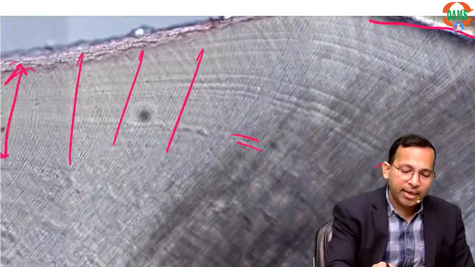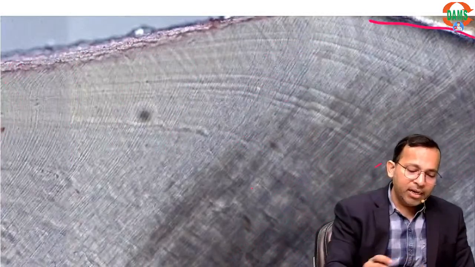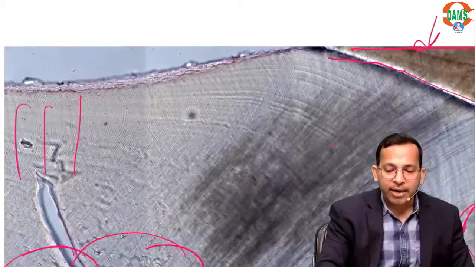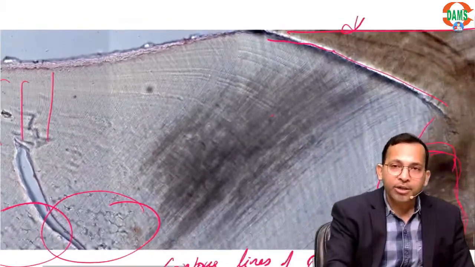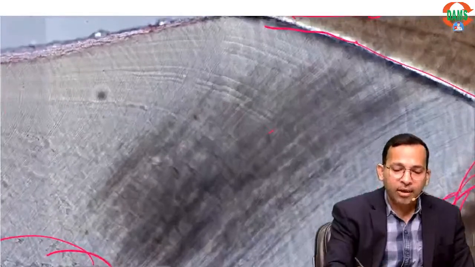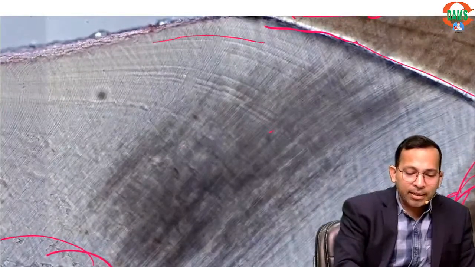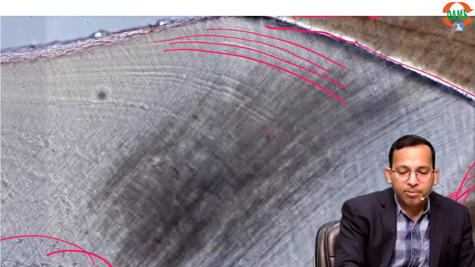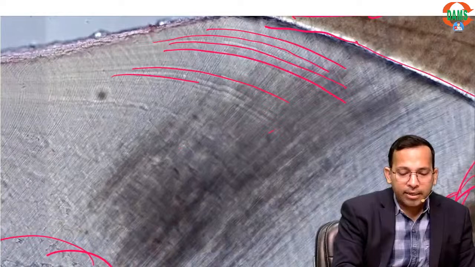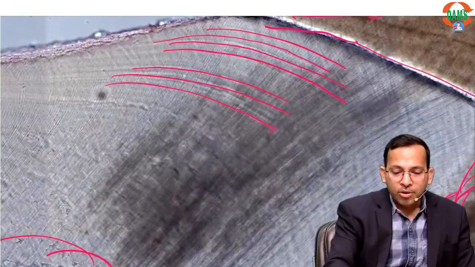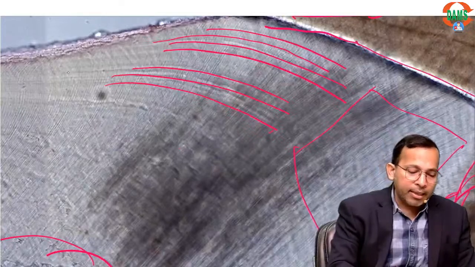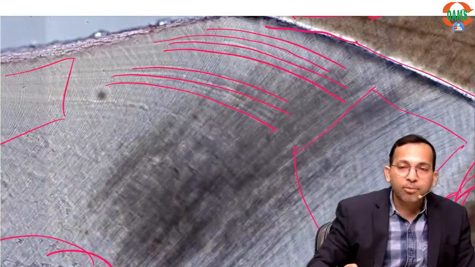How will we identify? We will look for their continuation and we will look for their regularity, isn't it? As you can see, they are starting randomly and ending randomly. Abrupt start, abrupt stop. Suddenly they vanish in this coronal portion and they are also absent in this radicular portion.